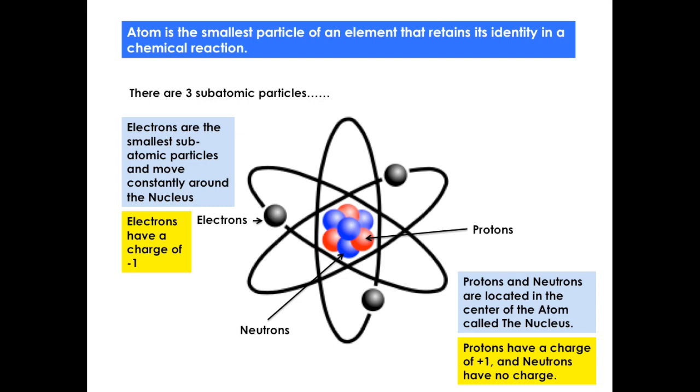Protons, in red, have a charge of +1, and neutrons, in blue, have no charge. Electrons are the smallest subatomic particles and move constantly around the nucleus. Electrons, in gray, have a charge of -1.